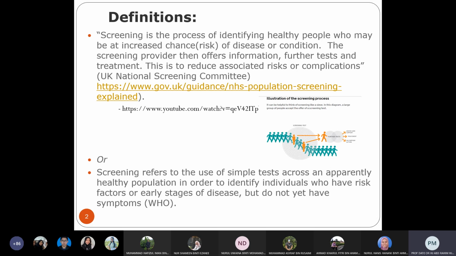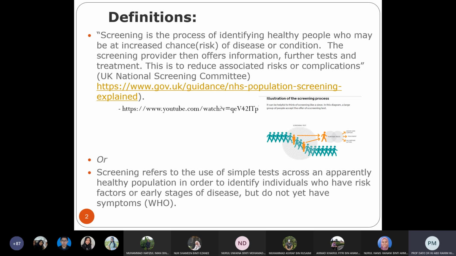So the idea of screening is we want to identify healthy people. If you have the chance, you are in the vicinity of this screening area, please go, because you will learn whether your blood sugar is okay or your BP is okay. Some people only discover that they have some condition through screening. So the screening provider then offers information for the test and treatment. Normally when we go to this screening center, if negative, it's okay, you can go. But if positive, normally the person will advise you what to do next. So that is the beauty of screening.